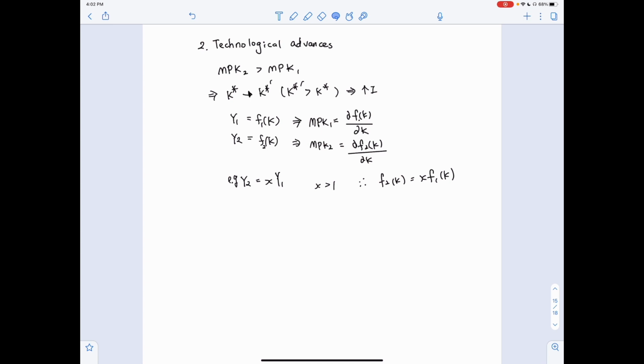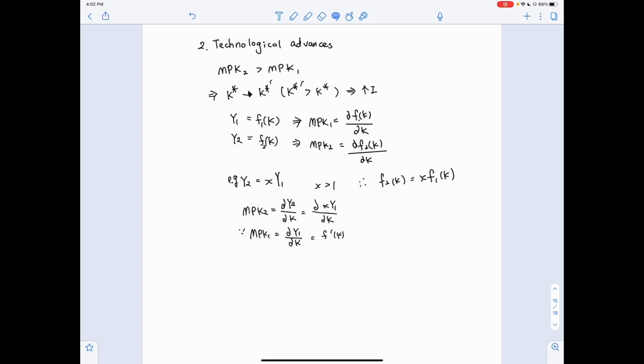Because of that, we can also write F2 as a function of K as X times F1 as a function of K. So because of that, we know the marginal product of capital of the new technology will equal dY2 over dK, which equals X times dY1 over dK.